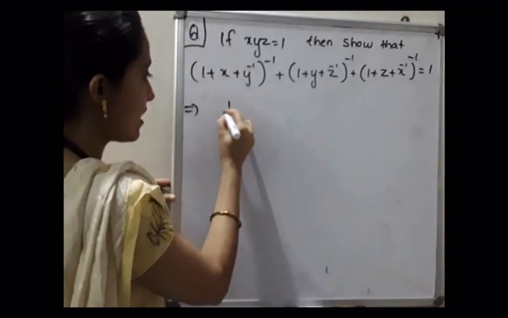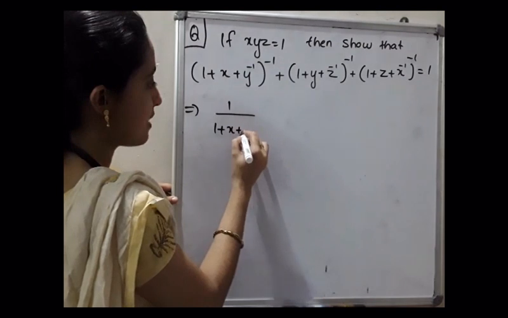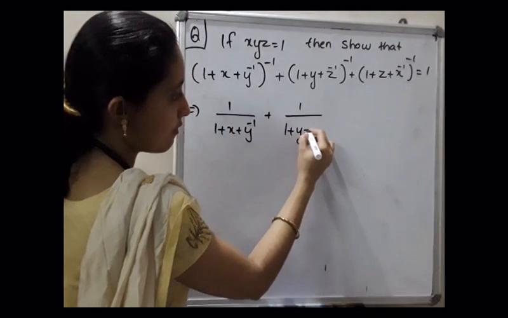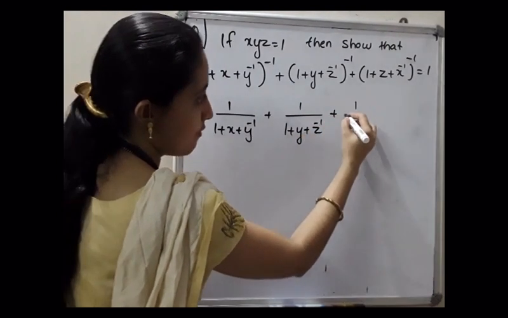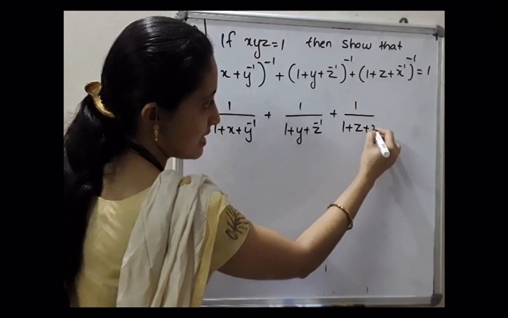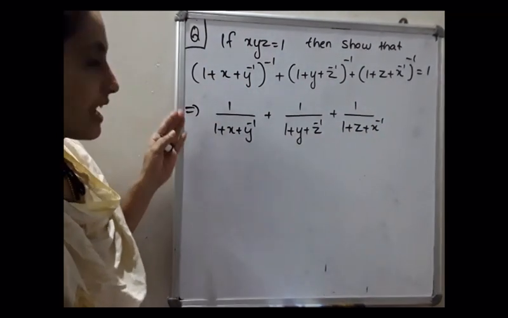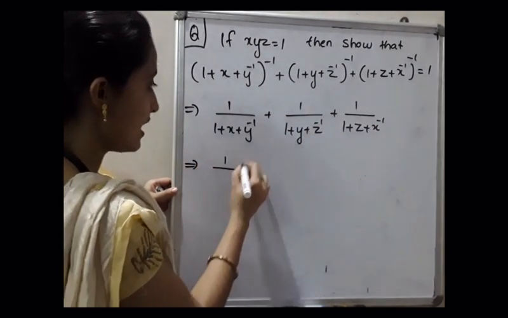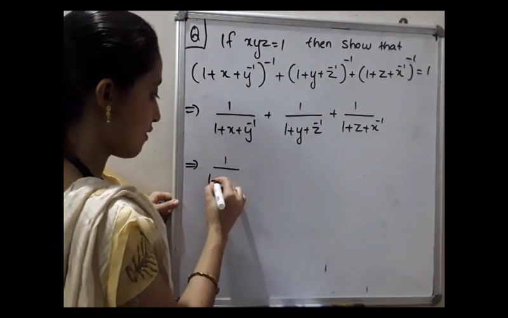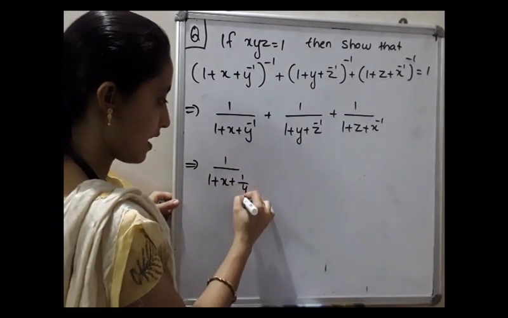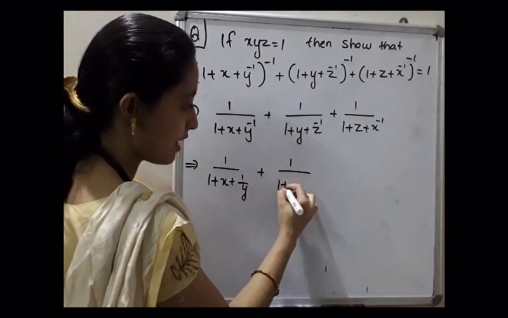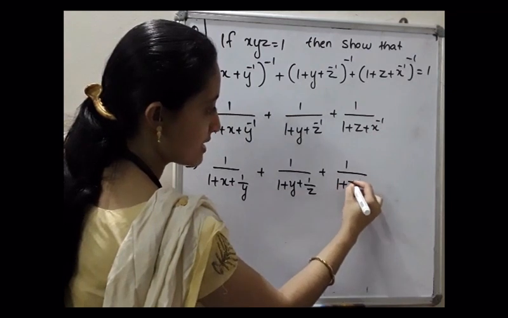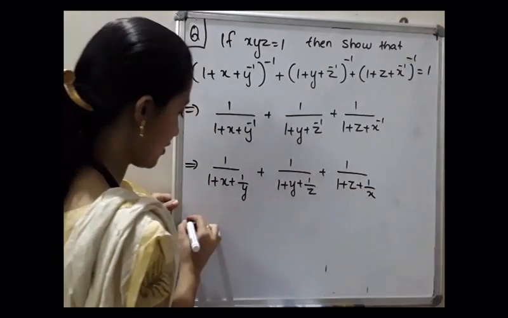So what we can write is 1 by (1 plus x plus y inverse) plus the next one is what? 1 by (1 plus y plus z inverse) plus 1 by (1 plus z plus x inverse). That you already know, is it? That is a raised to minus 1 is what? 1 by a. Likewise. Okay. The next step is 1 by y raised to minus 1 is what? 1 by y. So 1 plus x plus 1 by y, plus the next step is what? 1 by (1 plus y plus 1 by z) plus 1 by (1 plus z plus 1 by x). That also you already know.